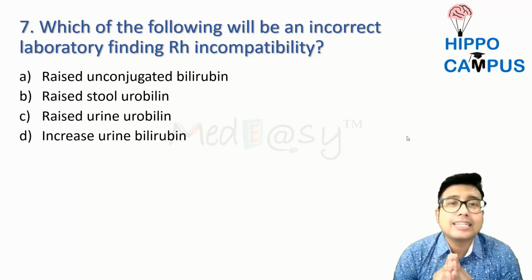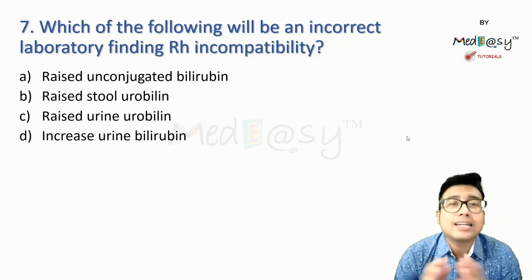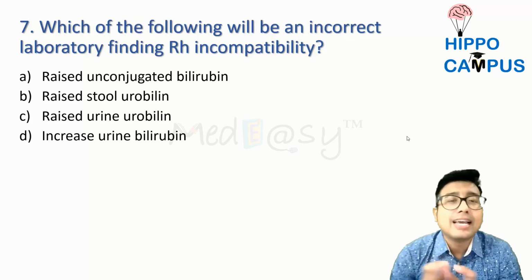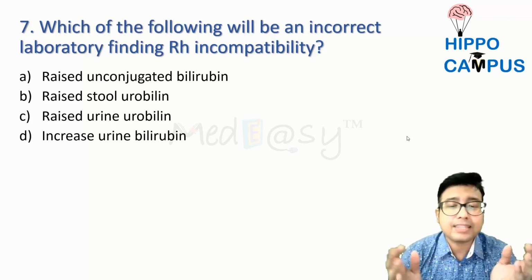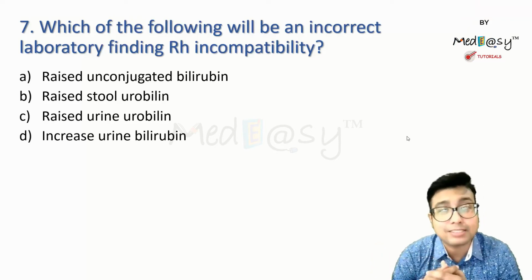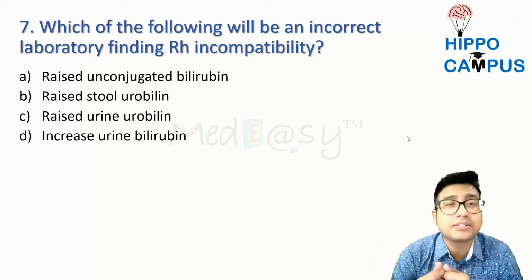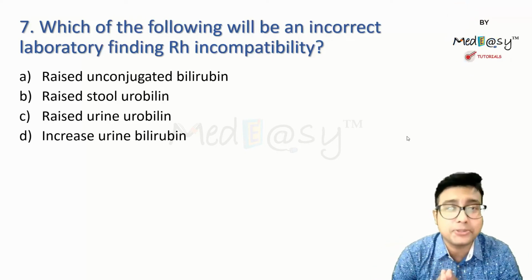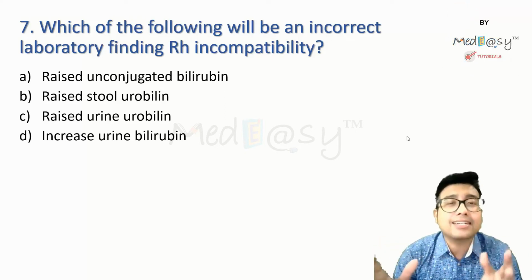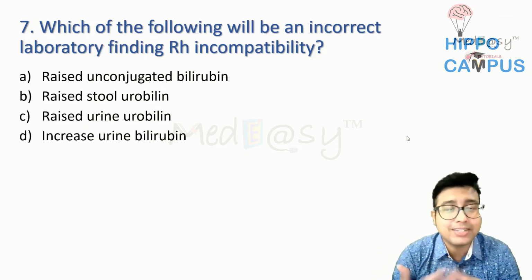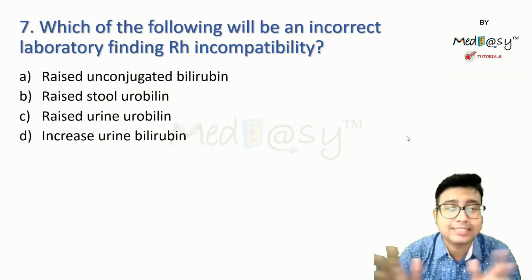Which of the following will be an incorrect laboratory finding in RH incompatibility? Now what happens in RH incompatibility? Hemolysis happens. Due to hemolysis, hemoglobin is released in the plasma, and that hemoglobin will be converted to bilirubin, and that bilirubin is unconjugated. Then the unconjugated bilirubin is converted to urobilin and urobilinogen.